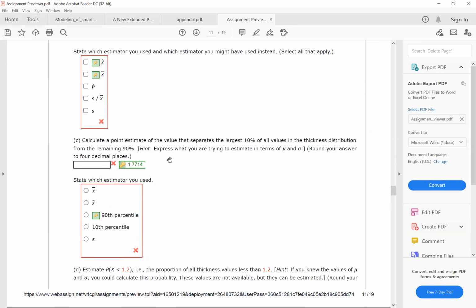Okay, calculate the point estimate of the value that separates the largest 10% of the values. So that means we are actually finding the 90th percentile, and you know how to calculate the percentile from chapter 1. So you just have to calculate the 90th percentile, which is 1.7714.